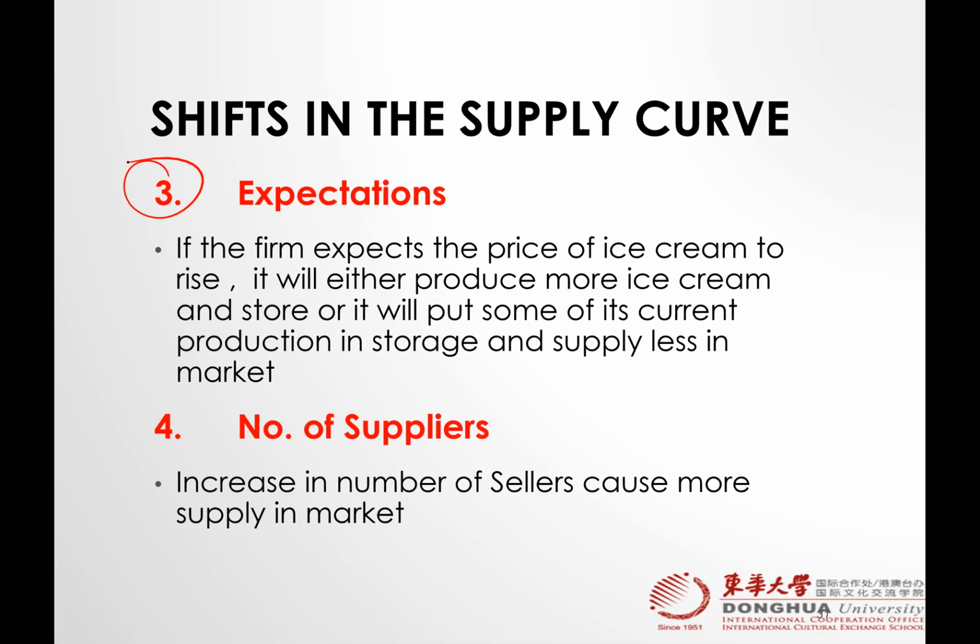The same rule applies, that you expect the future and you take a decision now. So if the firm expects the price of ice cream to rise in the future, and you are a supplier, right? You're not a consumer right now. So what will happen? You will not supply to the market right now. You will wait until the price rises so that you can have maximum profit, right?